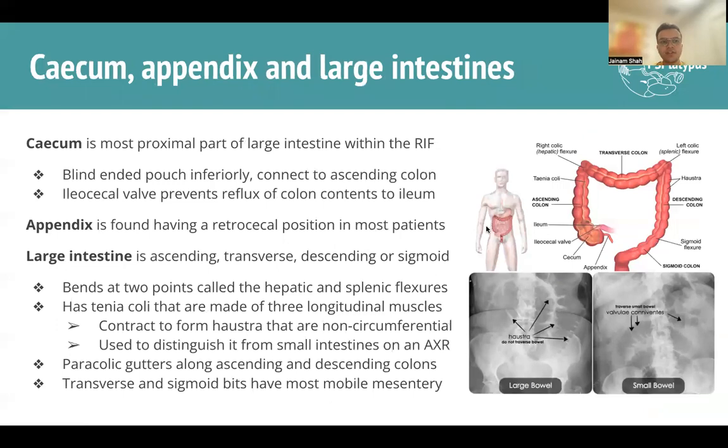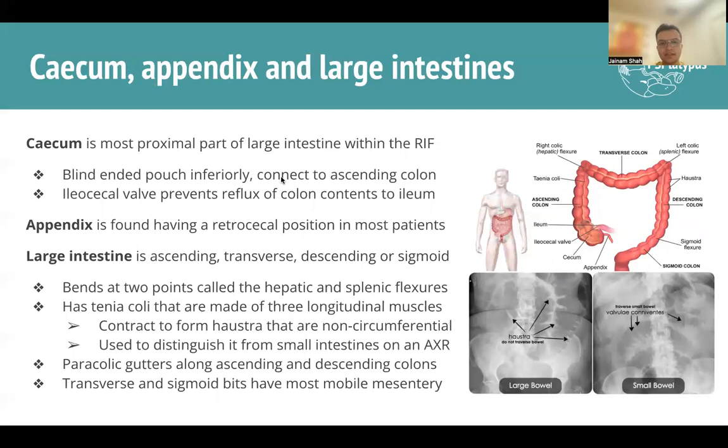Now the cecum, appendix, and large intestine. So the cecum comes next. It's the most proximal part of the large intestine. Basically, as soon as the small intestine enters the large intestine, it hits the cecum first. It's found in the right iliac fossa, or the right lower quadrant. Inferiorly, it's a blind-ended pouch. So it kind of has this lower bit here, which doesn't really contain much apart from the appendix that comes off of it. But it's just a blind-ended pouch, so it doesn't do anything. It connects to the ascending colon superiorly. And what separates it from the small intestine is the ileocecal valve, and that prevents reflux of the contents of the colon back into the ileum.